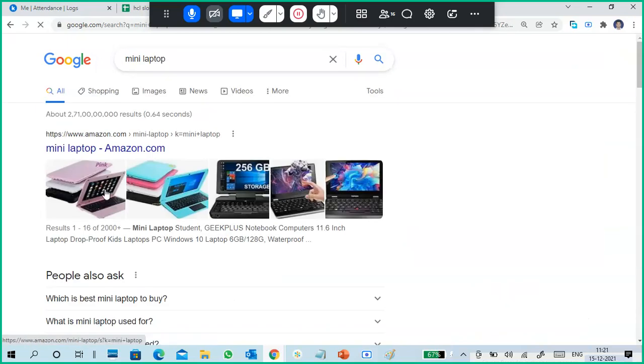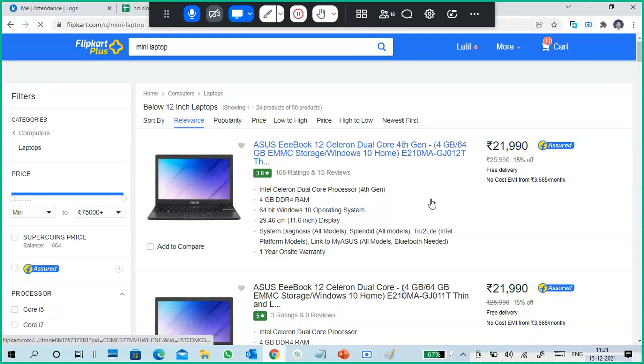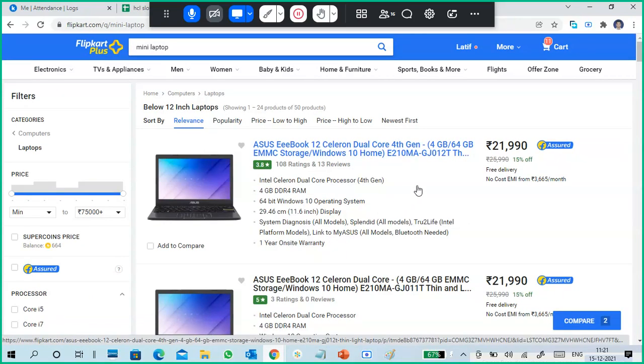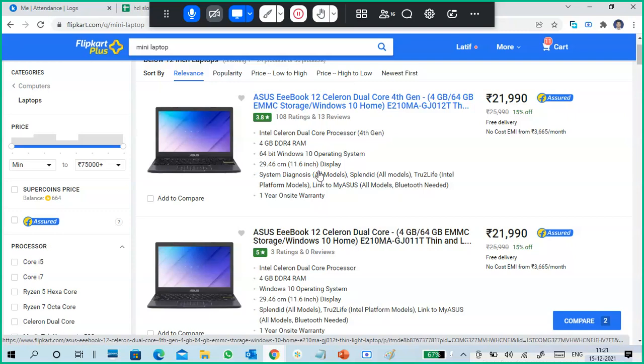If you go to mini laptops, they have very small memory. You can go to Flipkart or Amazon and find them. The cost is very less. You can see 64 GB eMMC storage, which is inside like your mobile phone and all.